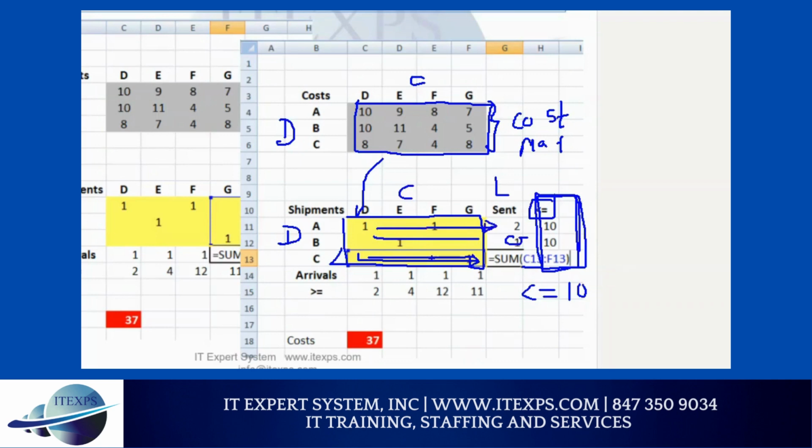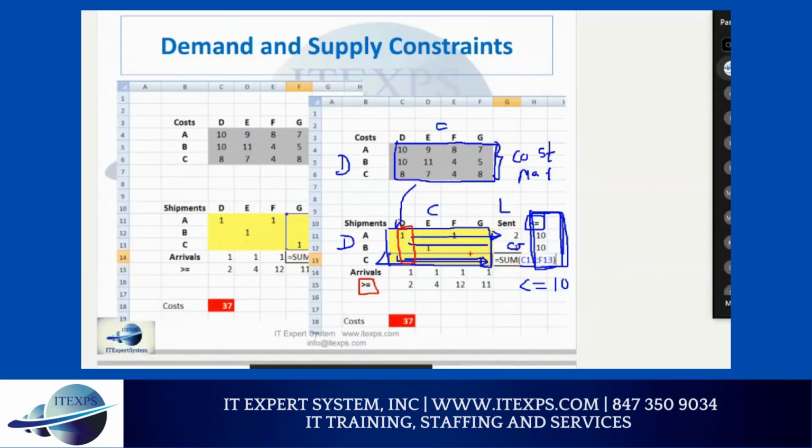And then I do the same thing, greater than or equal to, because the demand is 2. So if I sum the column, if D is a customer and gets some item from A, some item from B, some item from C, it doesn't matter which item I get, but the total items I get should be greater than or equal to 2, because that's my demand. I need that at least.